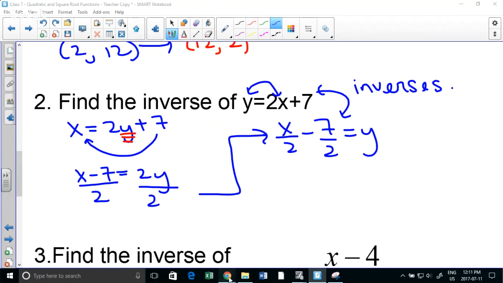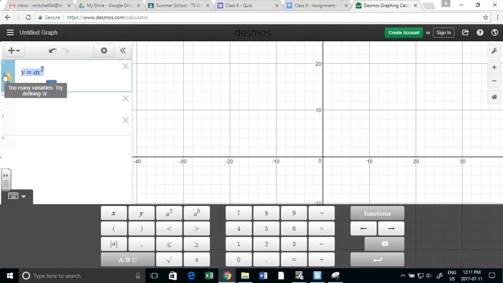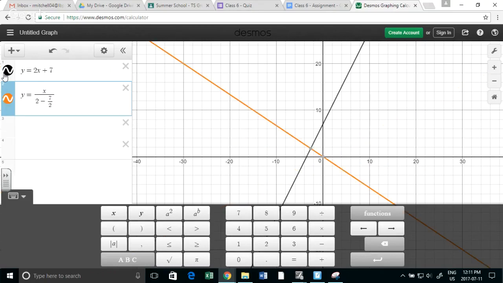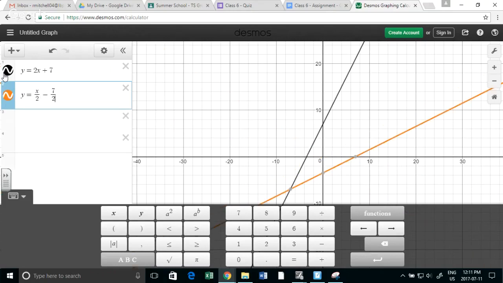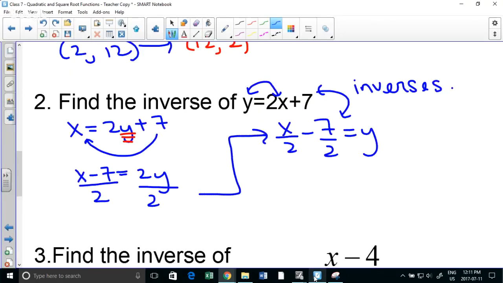So if we look at them, you can see that they are reflections of each other. If you turn your head a little bit, you'll see that they're reflections of each other sideways. The question is, could x over 2 also be 1 over 2 x? Absolutely. So you could write this if you want as 1 over 2 x minus 7 over 2 equals y.